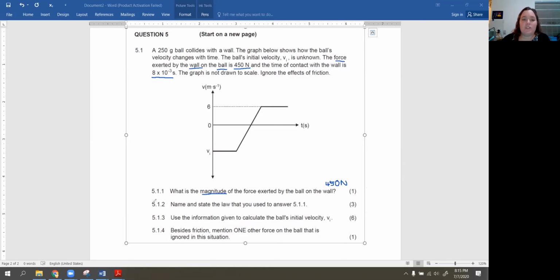Okay, so question 5.1.2, name and state the law that you use to answer this question. Who knows what that answer is? What law did we use to say that the force of the wall on the ball is equal to the force of the ball on the wall? Okay, same person. We need other people answering. Yes. Yay. Okay. Now, in an exam, you've got to write it out in full, but it is Newton's third law.